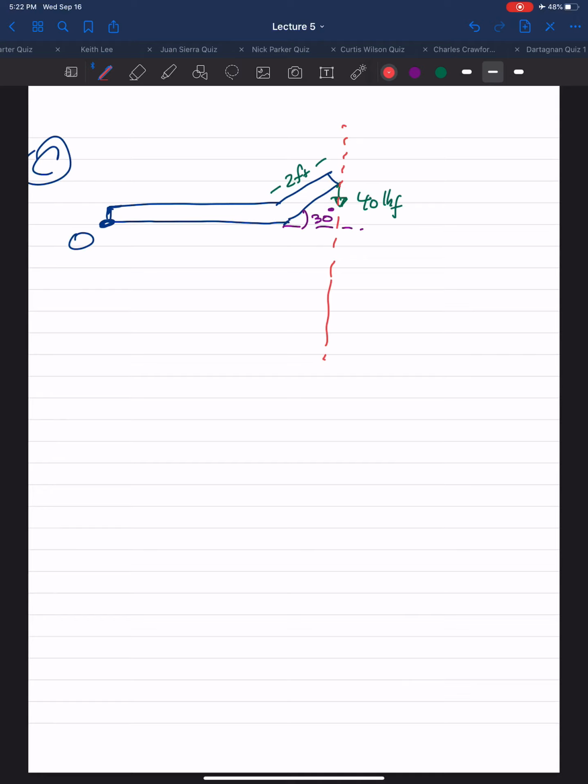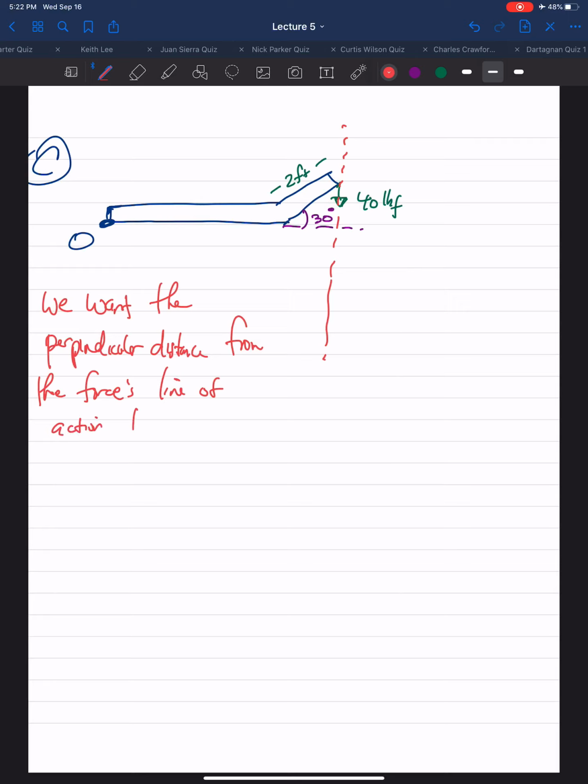Now we want the perpendicular distance from the force's line of action to the point O. It gave us the distance here as 4 feet.